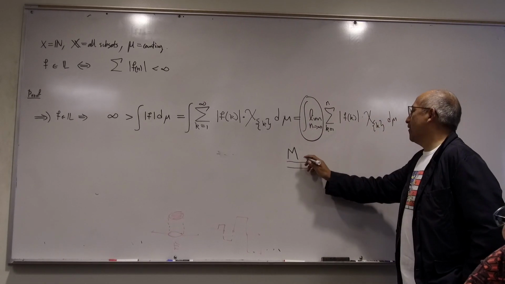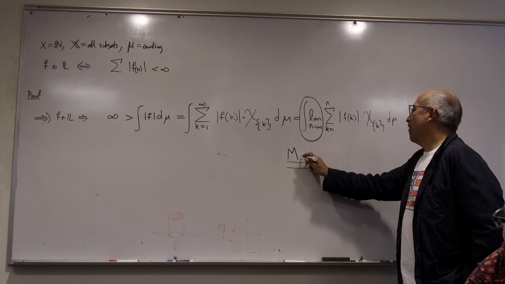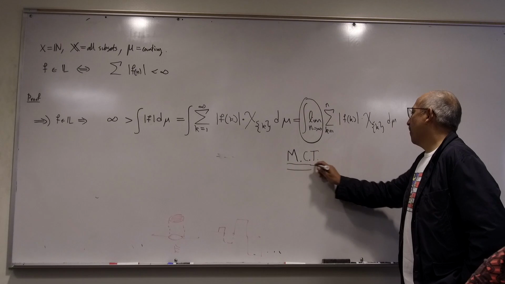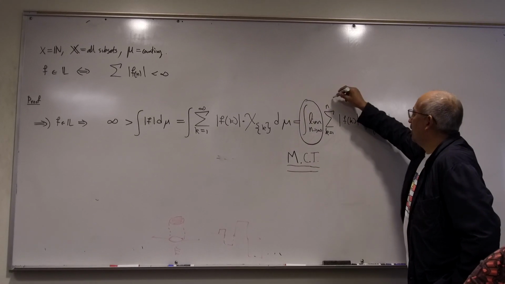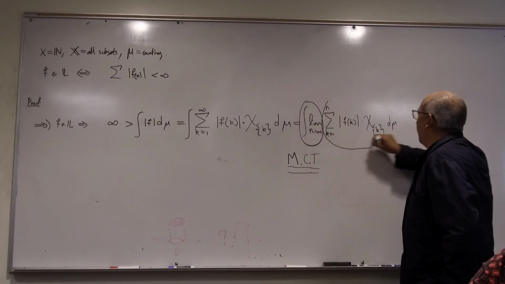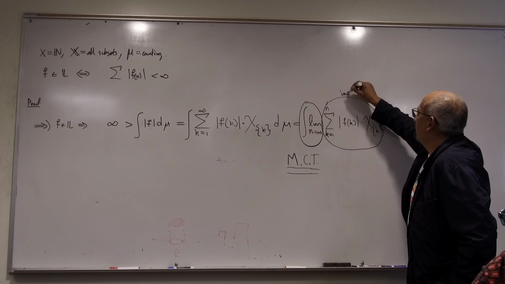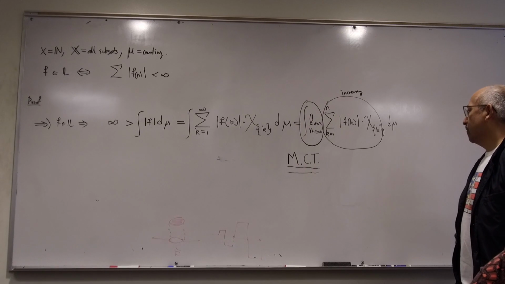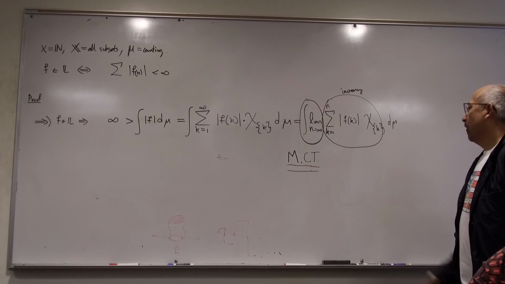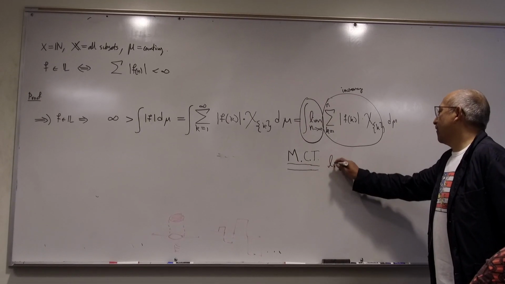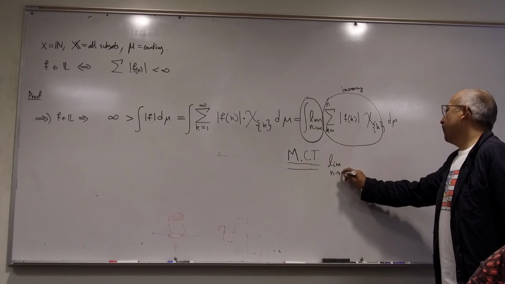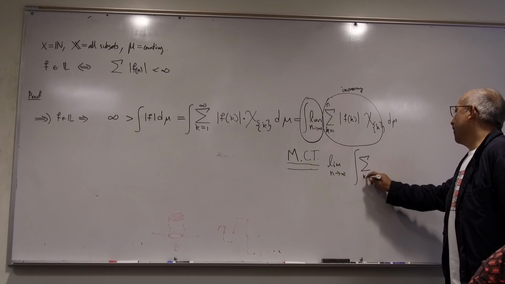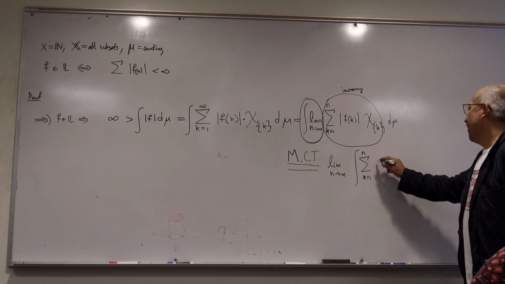So what is the name of the theorem? MCT. Monotone convergence theorem. Because these partial sums are increasing, right? And so by the monotone convergence theorem, this is the limit as n approaches infinity of the integral of the sum from k equals 1 up to n.